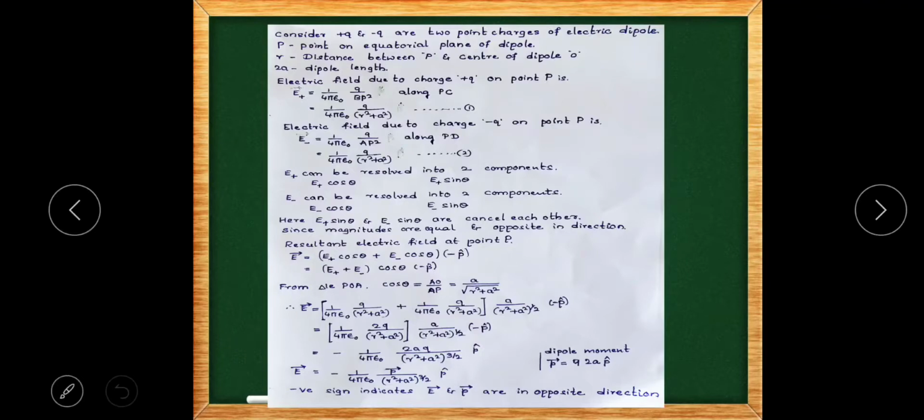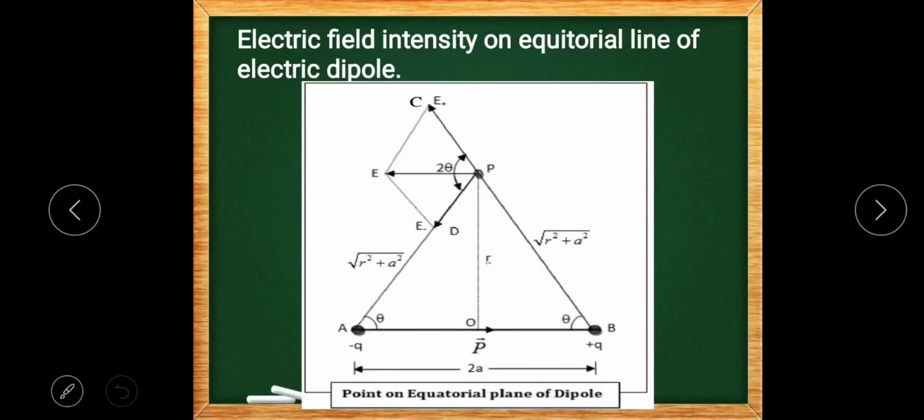Now, electric field due to charge plus q at point P is E plus equal to 1 by 4 pi epsilon naught q divided by BP square along PC. Here you have to consider the electric field at point P due to charge plus q, so you have to consider the distance between the source charge and the point of observation, that is BP square. It is acting along PC. Now substitute the value of BP square.